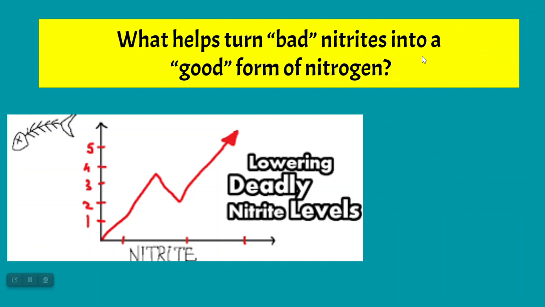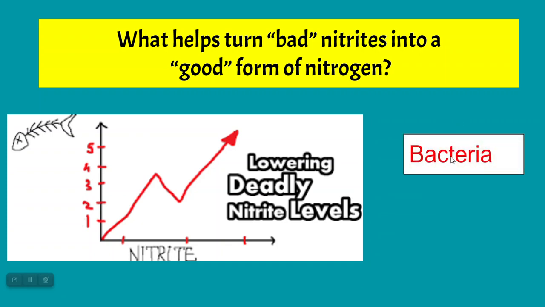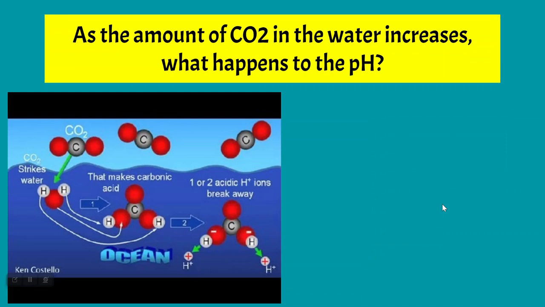All right, so nitrites are bad, but we know our creatures need nitrogen to form proteins. So how are we going to turn the bad nitrites into a good form of nitrogen? We do that with bacteria. So we have good bacteria that can be added to the system that will turn those nitrites into something good and usable. So bacteria turns bad nitrites into something good for us.